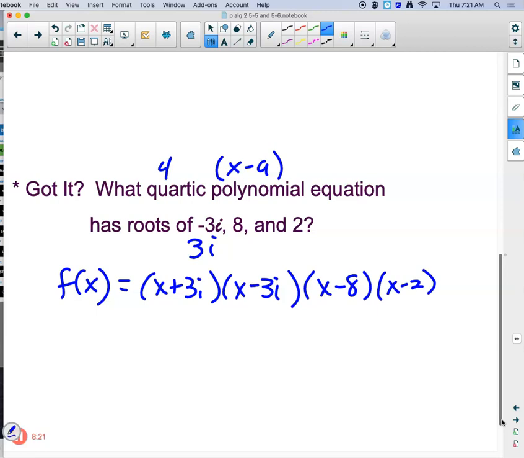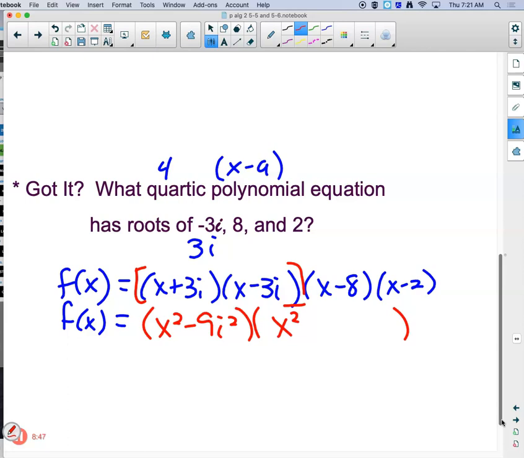And so I would start by multiplying those 2 imaginaries together. Group those together first, so that we don't have imaginaries as we go through this whole process. First times first would be x squared, and last times last would be minus 9i squared. And then I might go ahead and multiply the x minus 8 and the x minus 2, because I'm going to have to eventually anyway. So FOIL on those two. First times first is x squared, outside times outside, minus 2x, inside times inside, minus 8x, for a total of minus 10x. And then last times last, negative 8 times negative 2 would be positive 16.